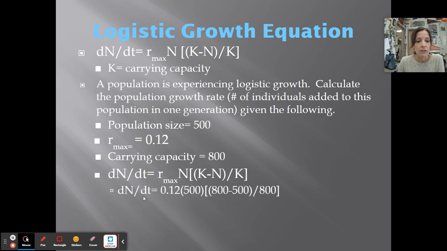Okay, so you should have plugged the numbers in like this, and you should have gotten 22.5 individuals added for the first generation, right? Now, if you got a really hard question, then maybe you would substitute this 22.5 and add it to 500, and do it again to find out what the population growth would be the next year. But I've never seen a question that's that hard.